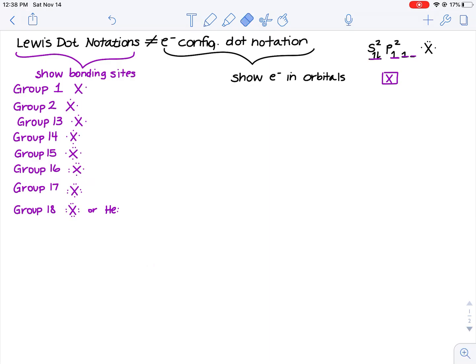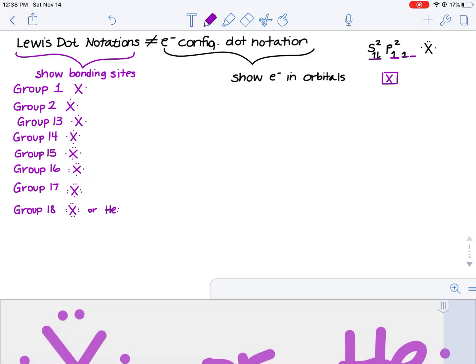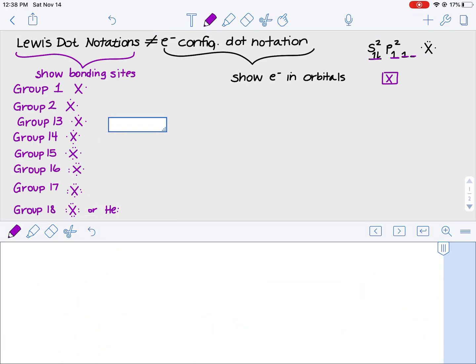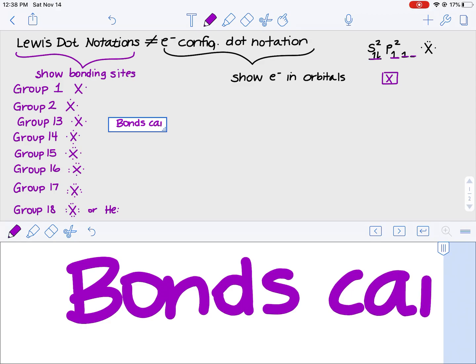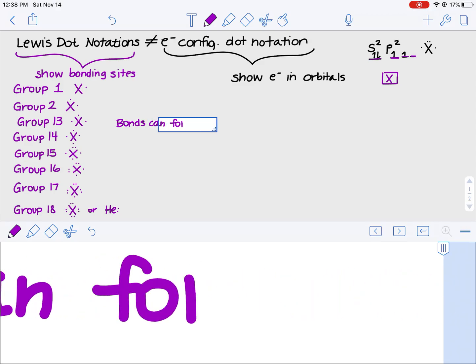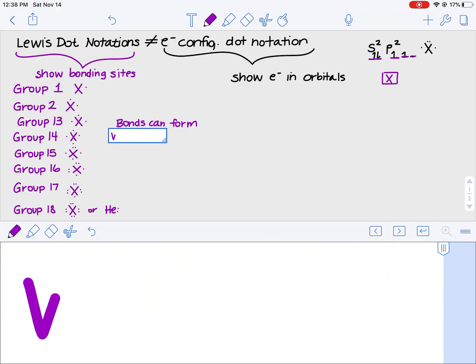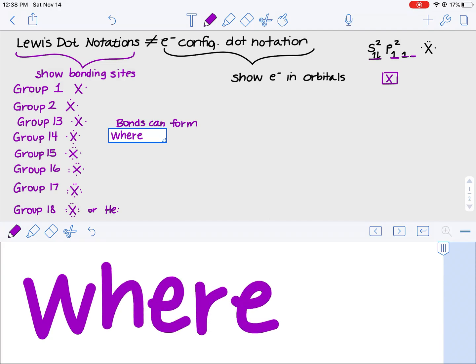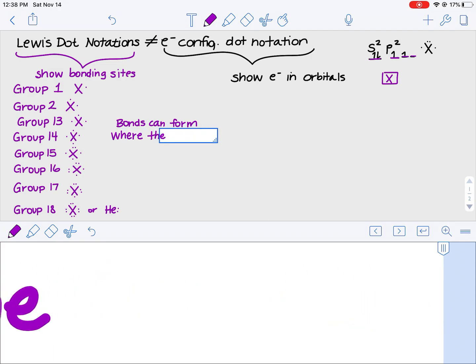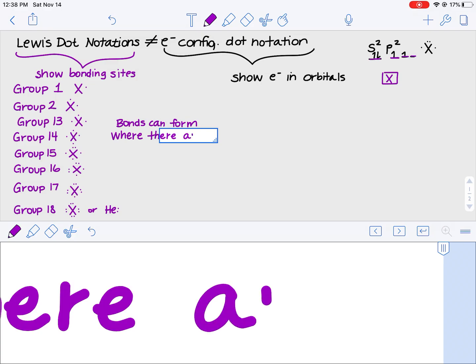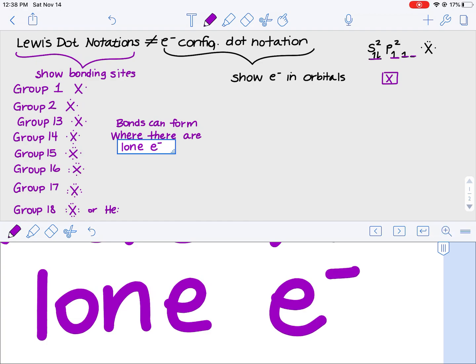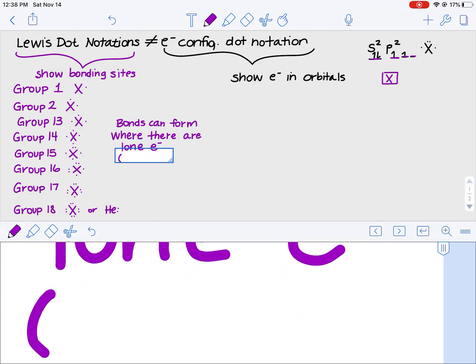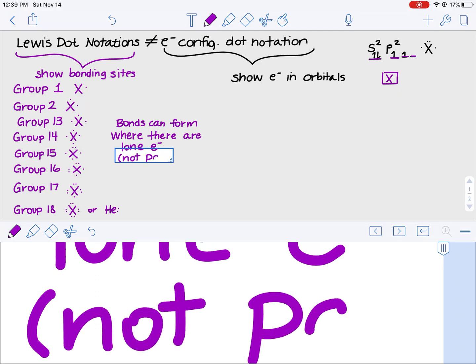Again, what is it that we're trying to show? We're trying to show bonding sites. Bonds can form where there are lone electrons. And by lone electrons, we mean they're not paired up.